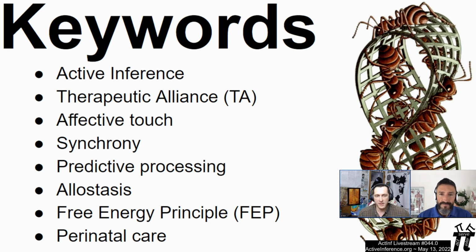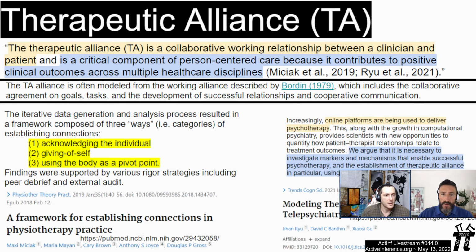Okay, the keywords are active inference, therapeutic alliance, affective touch, synchrony, predictive processing, allostasis, free energy principle, and perinatal care. So let's just jump right into the keywords and see where it goes. So first, therapeutic alliance. What would you say about therapeutic alliance?